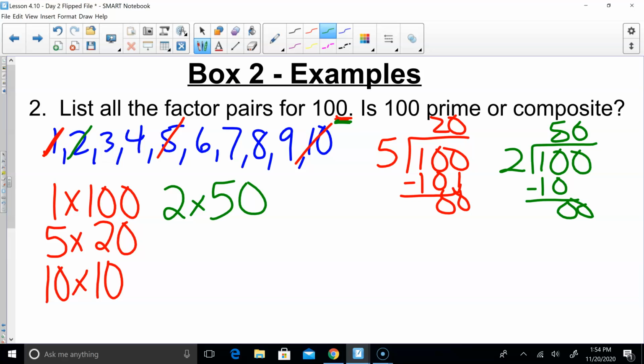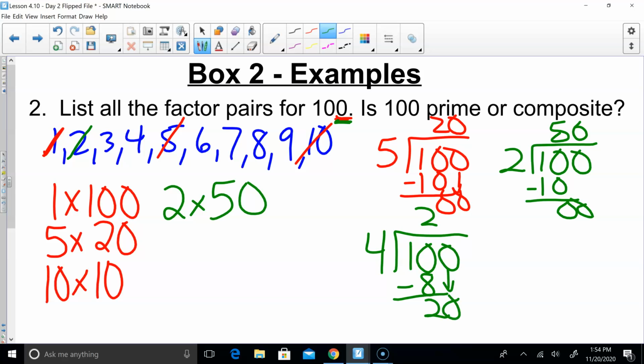If 2 works, then we got to see if the other even numbers work, right? So can 4 be divided into 100 evenly? Well, 4 goes into 10 2 times. 2 times 4 is 8. Subtract, 2, bring down the 0. Can 4 go into 20? 5 times. 5 times 4 is 20. And left with 0. So yes, 4 times 25 can also equal 100. So that's good. So notice finding factor pairs is just very systematic, and I could go through all the numbers to make sure that they work. So we go to 6.